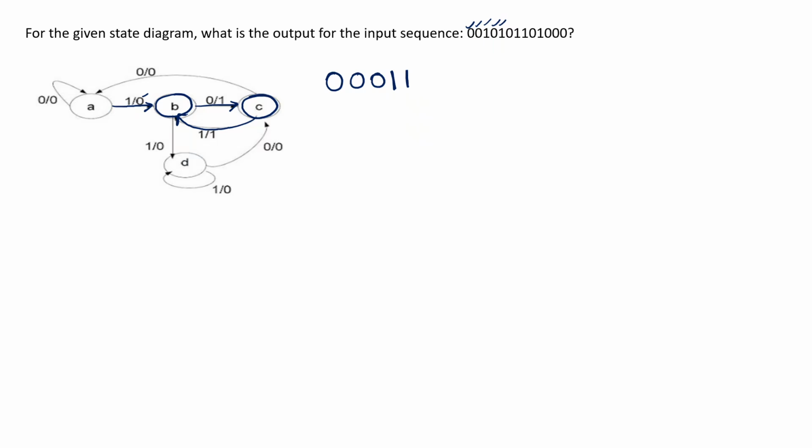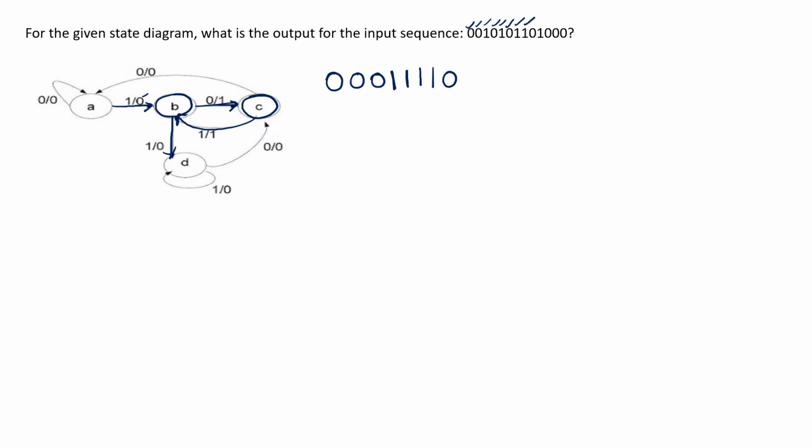Next, you are at state B. If the input is zero, again it will come to state C, and the output is one. Again the input is one, it will come to state B, output is one. You are at B, if the input is one, it will come to state D, and the output is zero.